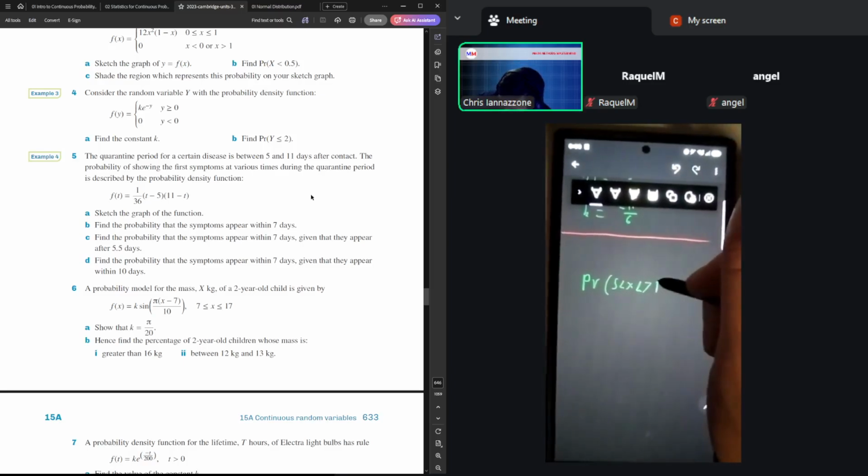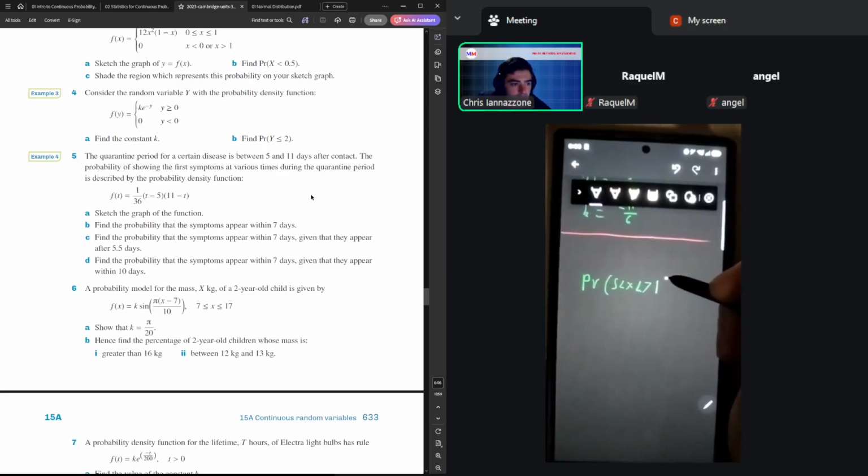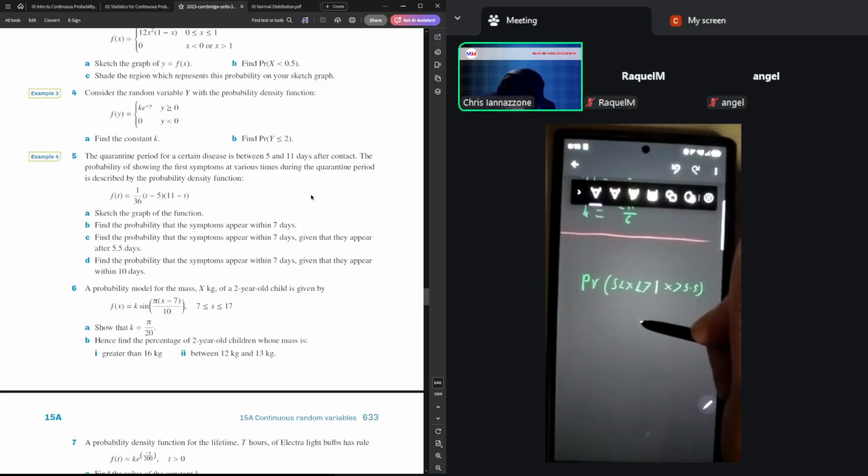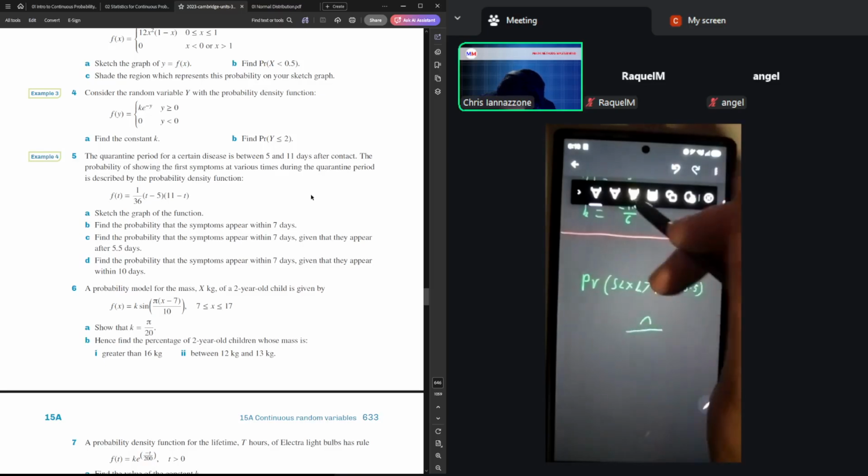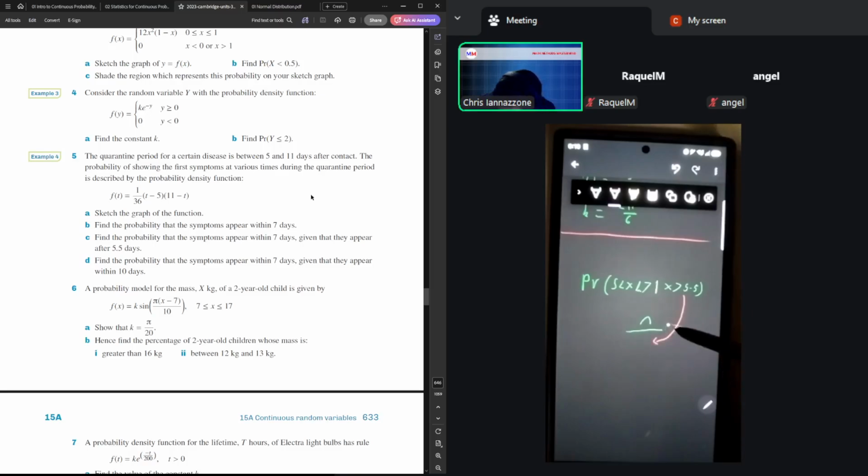Then we use this pipe symbol. Same thing, you use your domain as. Given that they appear after 5.5 days, so symptoms appearing after 5.5, that is our generic probability statement for conditional probability. Find this given that this has occurred. How this is resolved: we find the intersection of the two things and then divide by whatever the conditional is. So the intersection of this and that, dividing by the conditional itself.